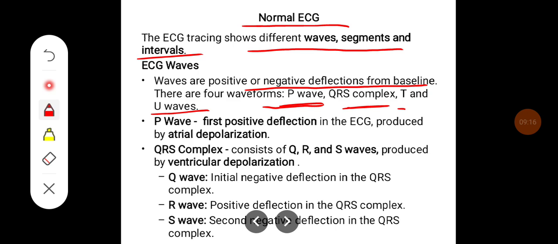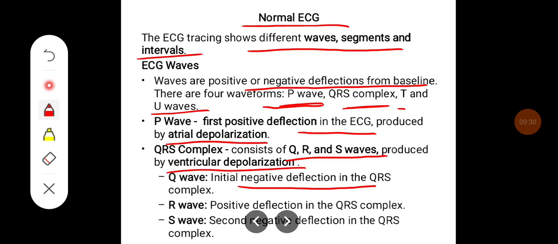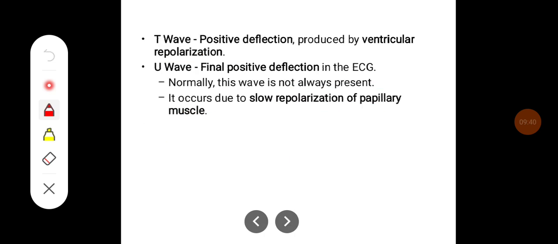P wave is the first positive deflection in ECG produced by atrial depolarization, whereas the QRS complex consists of QRS waves produced by ventricular depolarization. Q wave is the initial negative deflection in the QRS complex, R wave is a positive deflection in the QRS complex, S wave is the second negative deflection in the QRS complex. And T wave is a positive deflection produced by ventricular repolarization.